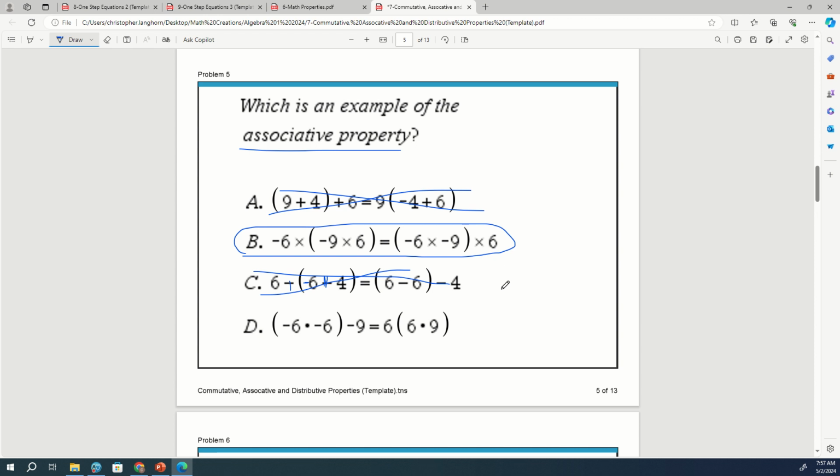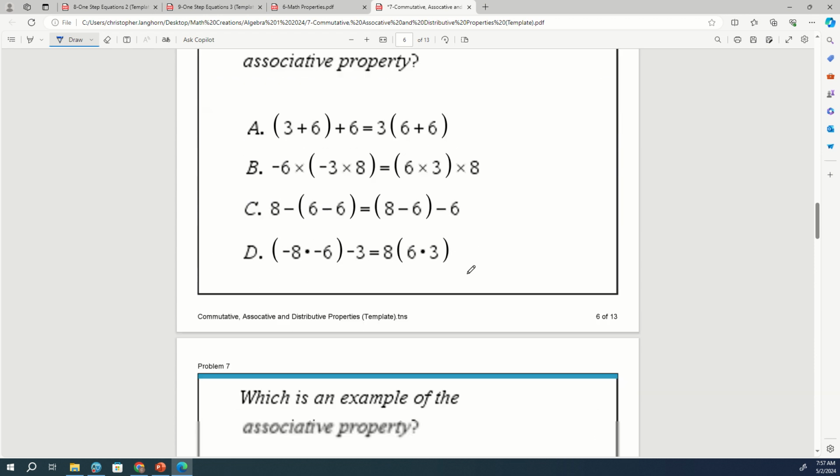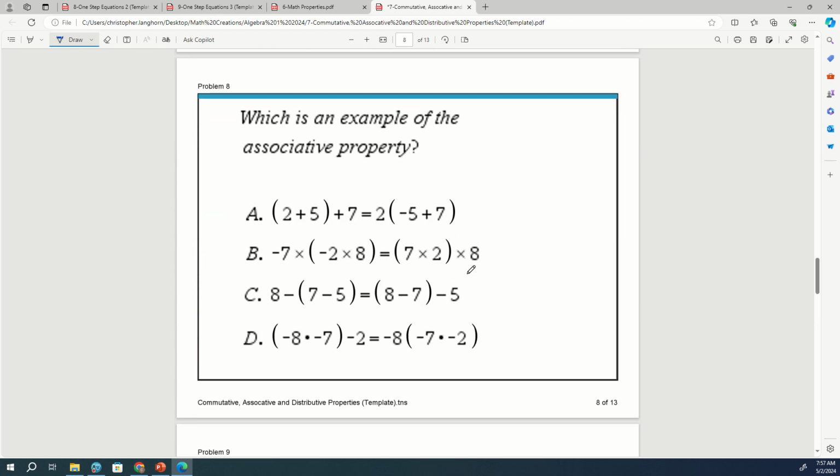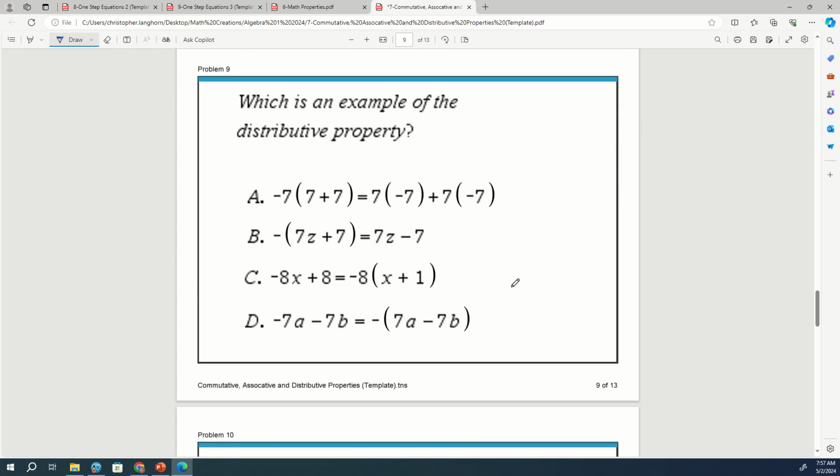So here's the associative property. When it goes over addition and subtraction, you got to watch it. Associative property won't work with subtraction, with just shifting the parentheses. It will work with multiplication, and it will work with addition also. So addition works, multiplication works, but it will not work with subtraction or division. Let's see what else we got here. Distributive property, pretty simple.